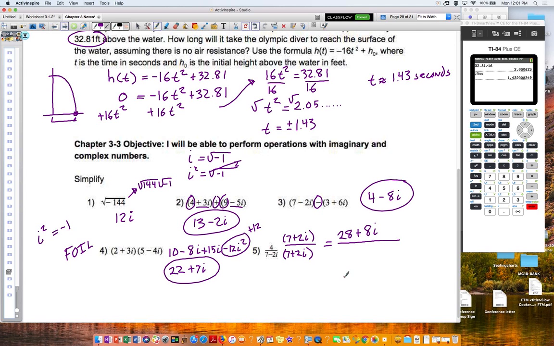In the bottom, when you FOIL, you get 49 plus 14i minus 14i, and then minus 4i squared. The middles will cross out. This will become plus 4. So I get 28 plus 8i all over 53.